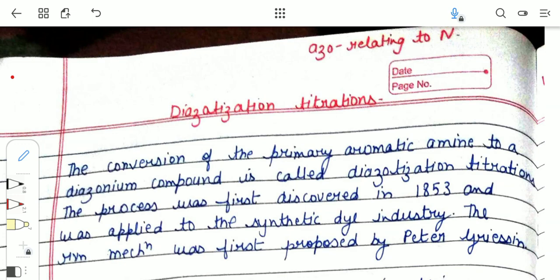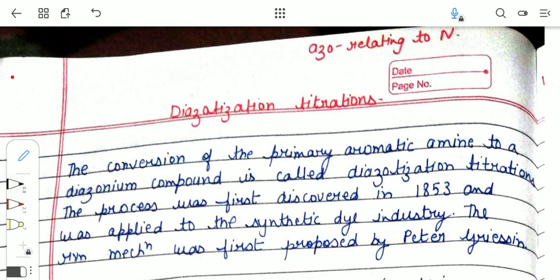So welcome everyone. In this video we will be talking about diazotization titrations and then we will see its principle and how do we determine the endpoint in these kinds of titrations, and then in the last we will see its applications. So now let us begin.